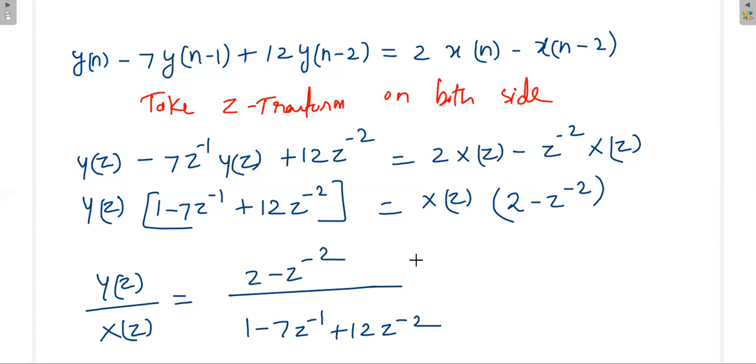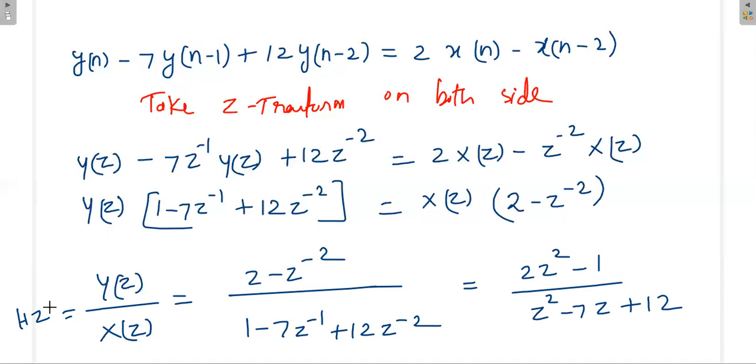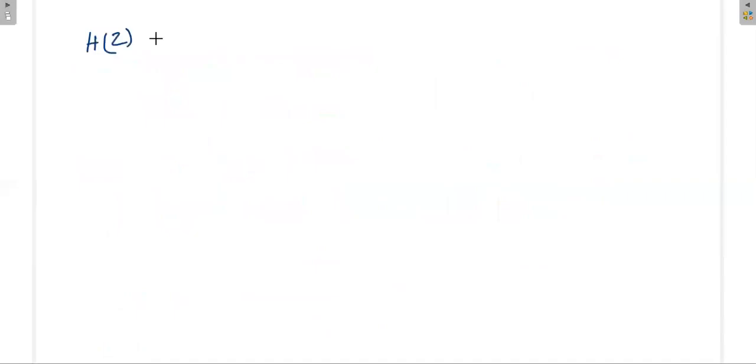Okay, so just multiply with z square both on numerator and denominator. Then we'll be getting 2z square minus 1 divided by z square minus 7z plus 12. And we know that y of z divided by x of z is equal to h of z. So finally we have found out what h of z is. h of z is equal to 2z square minus 1 divided by z square minus 7z plus 12. So this is the transfer function of the system.